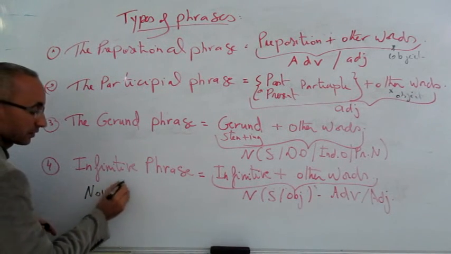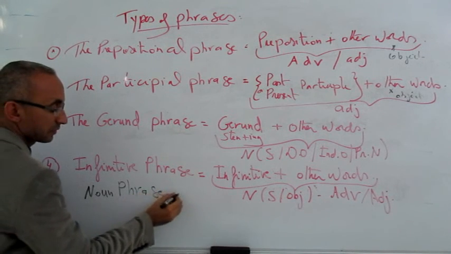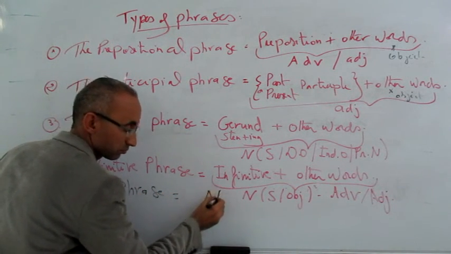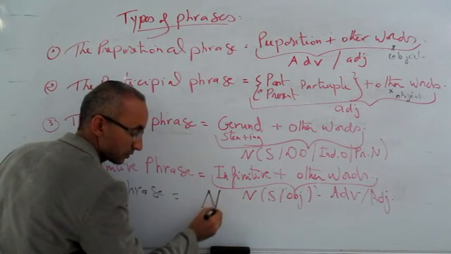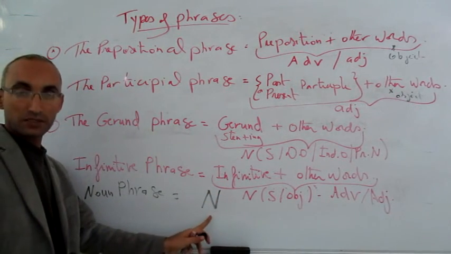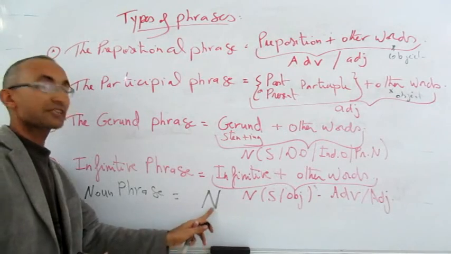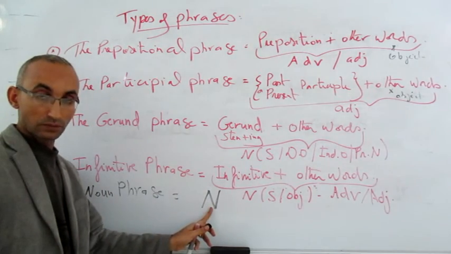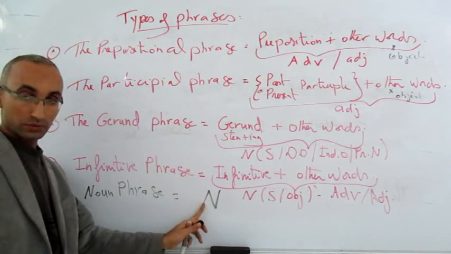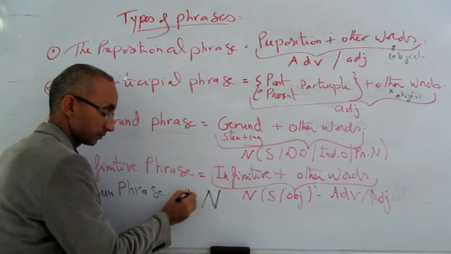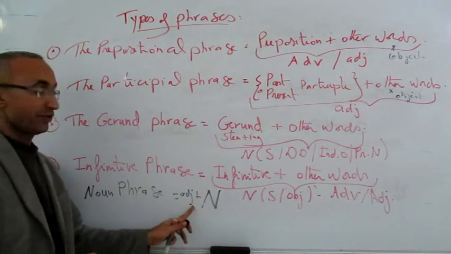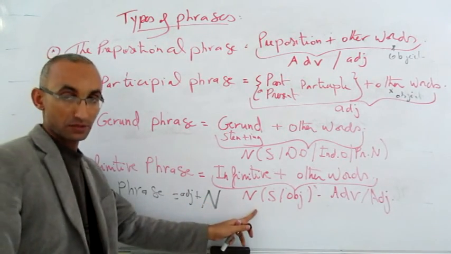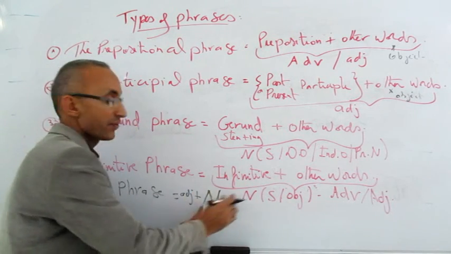A noun phrase is simply a noun plus other words related to it. Example, the strong boy. Adjective plus a noun usually forms what? A noun phrase. Or the boy with sunglasses also forms a noun phrase.